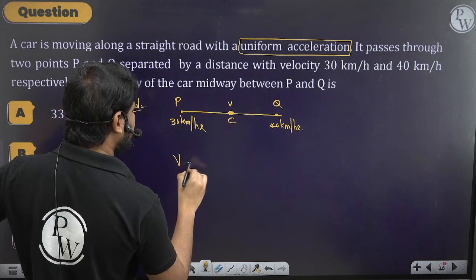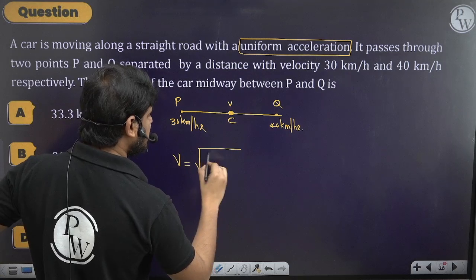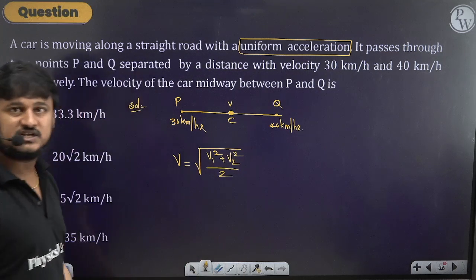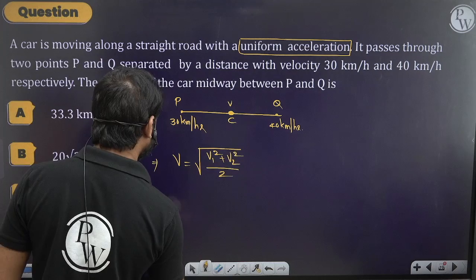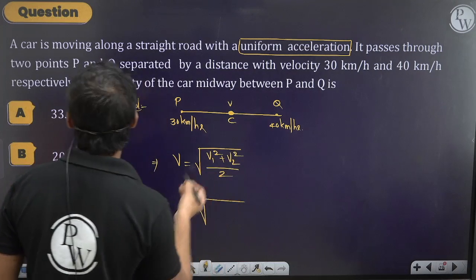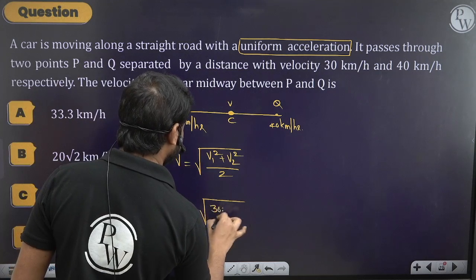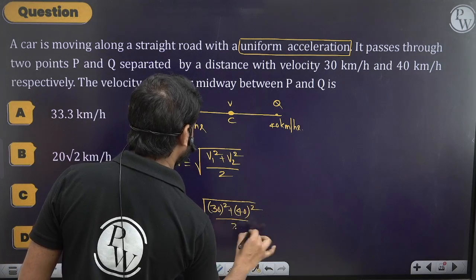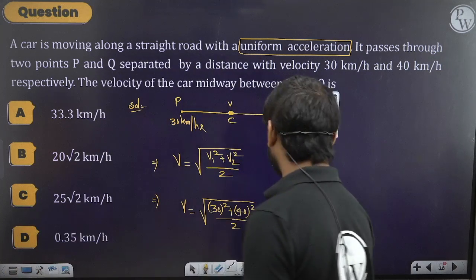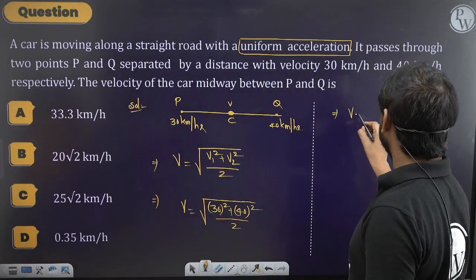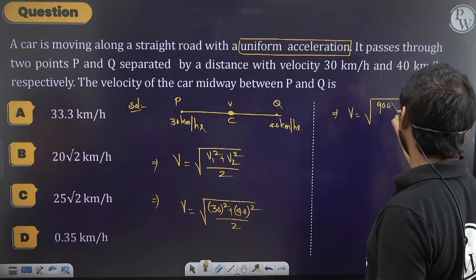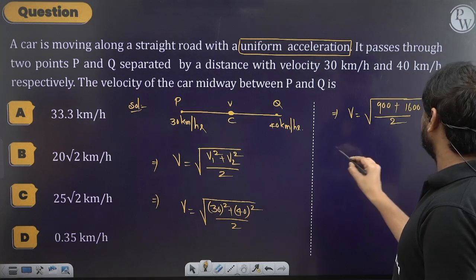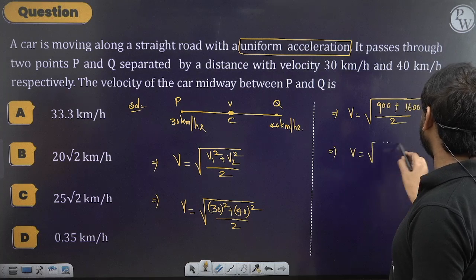So we directly know the formula now. V is equal to the square root of (V1 square plus V2 square) by 2. That's it. Then do the basic calculations here. V is equal to the square root of V1 square, what is V1? 30 whole square plus V2 square, 40 whole square, by 2. So from here I can write V is equal to the square root of 30 square, which is 900, plus 40 square, 1600, by 2. So this comes out to be 2500 by 2.